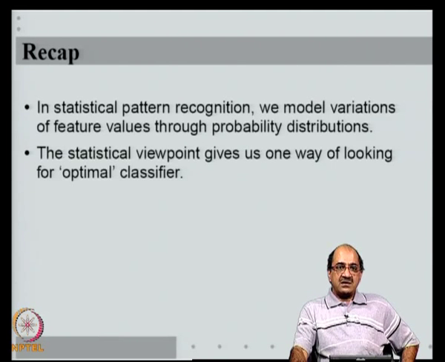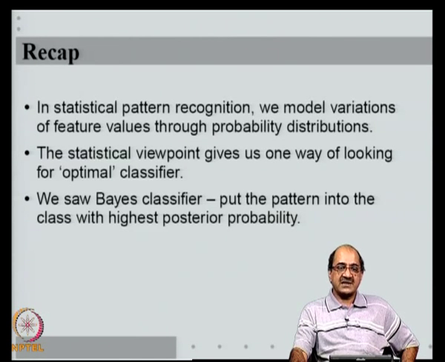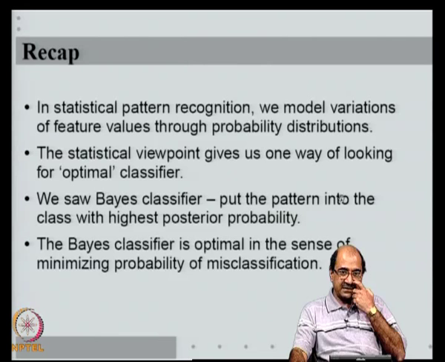As we saw, one immediate result of using the statistical viewpoint is that we can define optimal. We looked at, for example, the Bayes classifier, which says put the pattern in the class with the highest posterior probability. Posterior probability is the probability that the class is i given the feature vector, and we mentioned that the Bayes classifier is optimal in the sense that it minimizes the probability of misclassification. In this lecture, we will show that the Bayes classifier is indeed optimal.